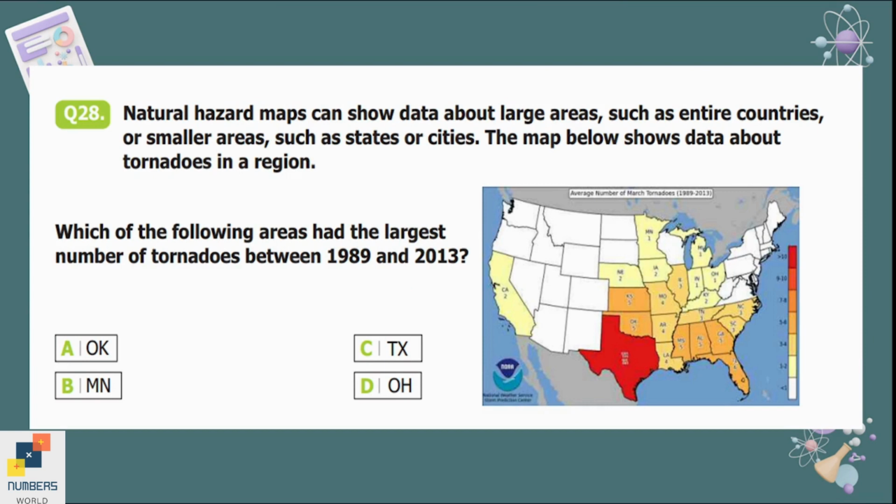Question number 28. Natural hazard maps can show data about large areas such as entire countries or smaller areas such as states or cities. The map below shows data about tornadoes in a region. Which of the following areas had the largest number of tornadoes between 1989 and 2023? So we can see this scale where if the tornadoes are greater than 10, it is highlighted in red color. And this is the area that has the most tornadoes in the given time limit. So that is TX. So option C is the correct option here.